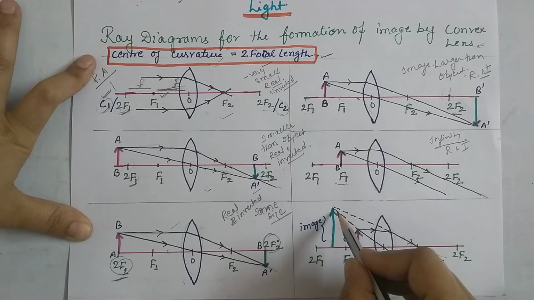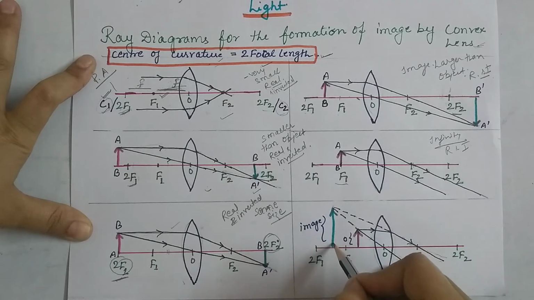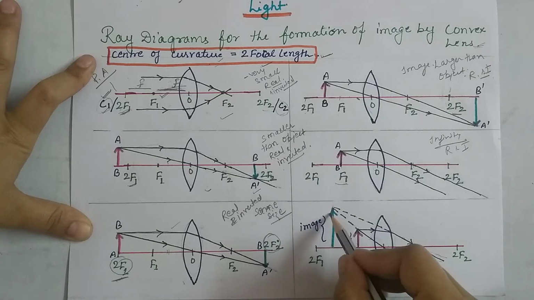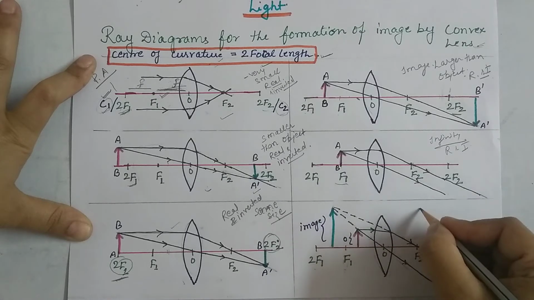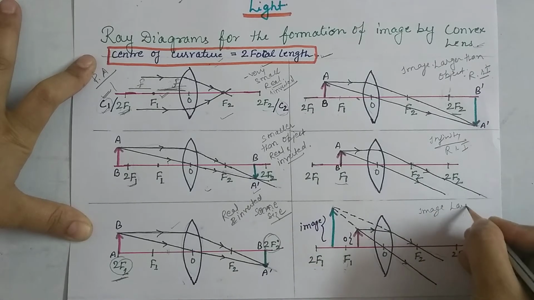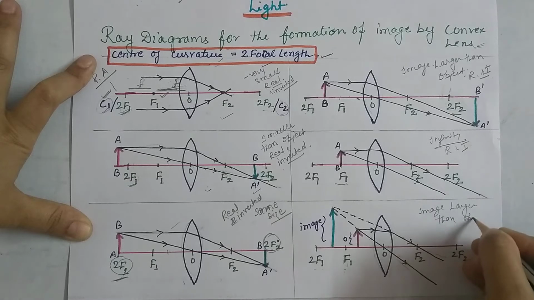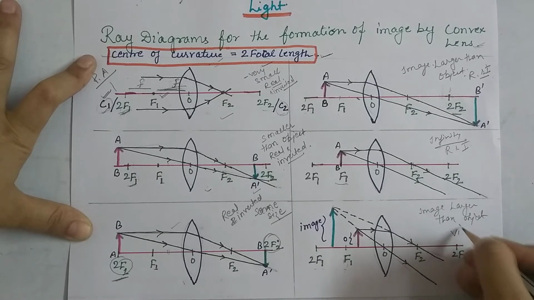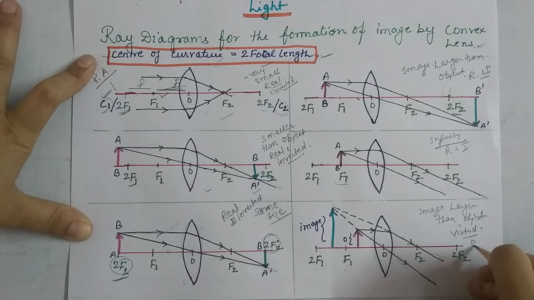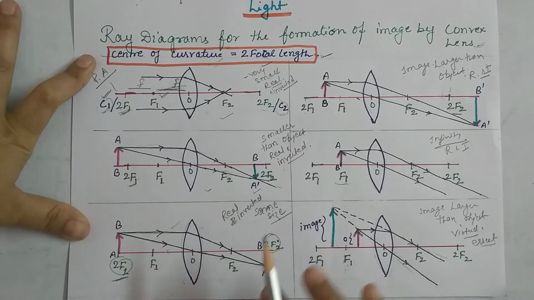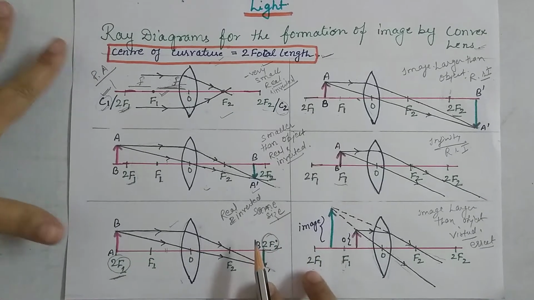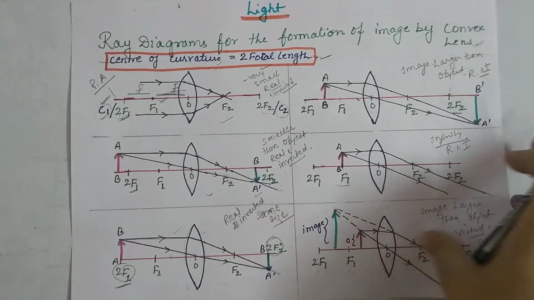So when we extrapolate it, when we extend it, it forms the image between 2f1 and f1, and you are able to see that the image is larger than the object. It is a virtual and erect image that you will get here. So these are the ray diagrams for the convex lens. Now we are going to see the ray diagrams for the concave lens.